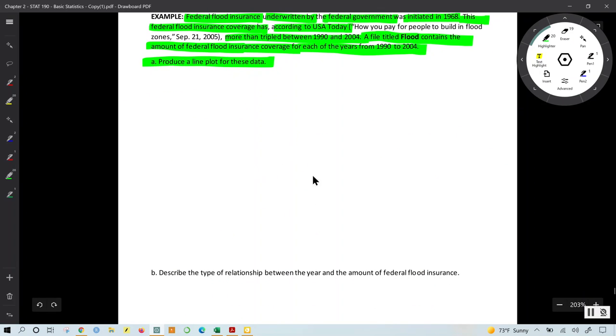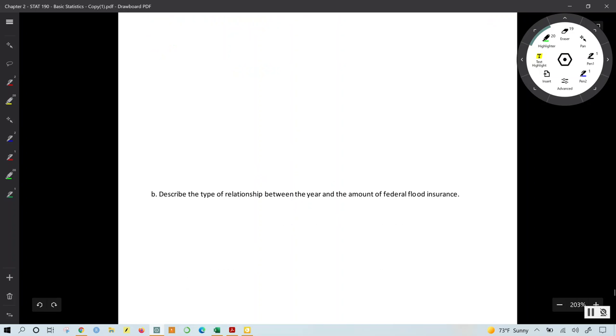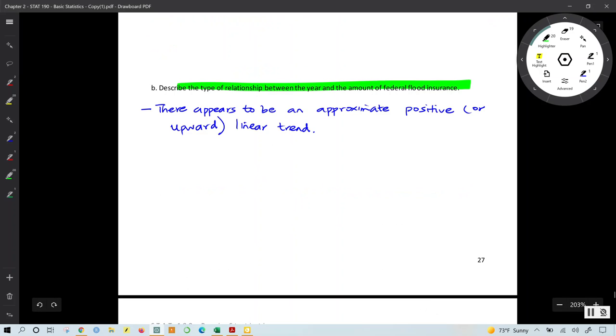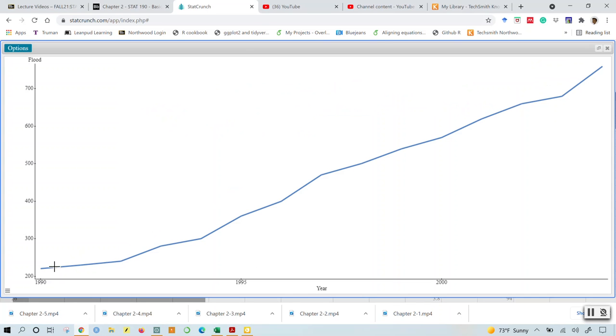Then the next thing is to look at the line plot and communicate what your insights are. What is the relationship between the year and the amount of federal flood insurance? One possible way to interpret this trend is to say that there appears to be an approximate positive or upward linear trend. Let's look back at what that means. So, going back, we see that this can be approximated by a straight line, kind of, a little bent here and there, which is expected of typical real-life data, and it is actually climbing up, which means it is positive.